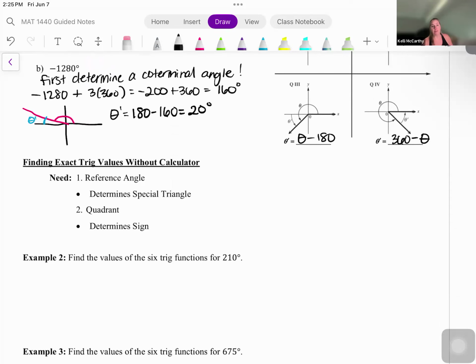So using reference angles, we can determine exact values for trig functions without having to reference a calculator. All we need to know is our reference angle, which tells us the special right triangle that we're going to be working with, and what quadrant it lies in, so we know what sign the trig function value should be.